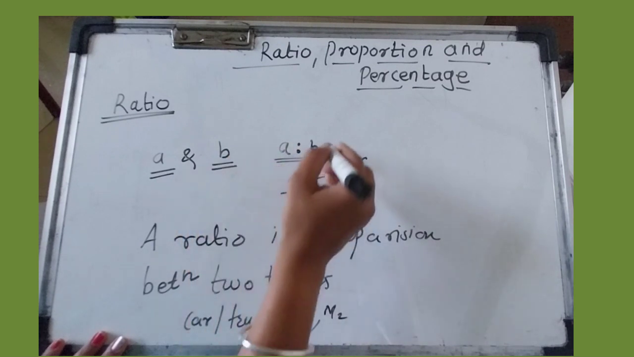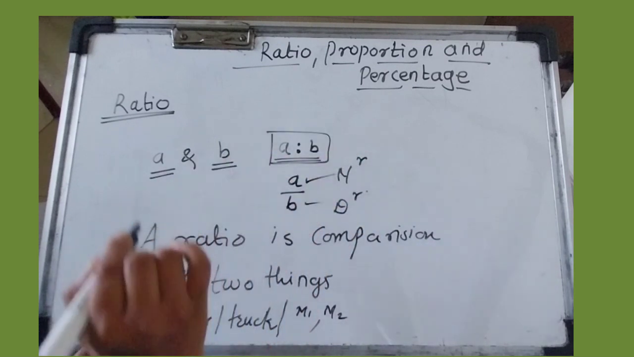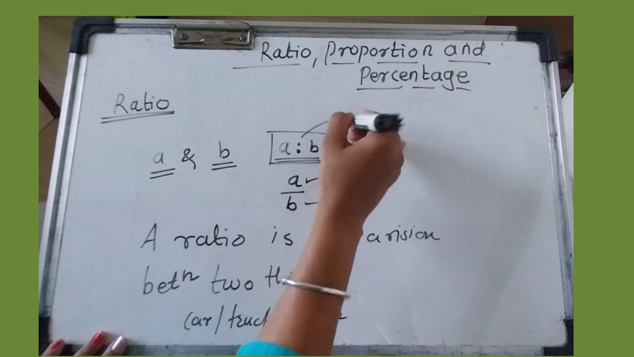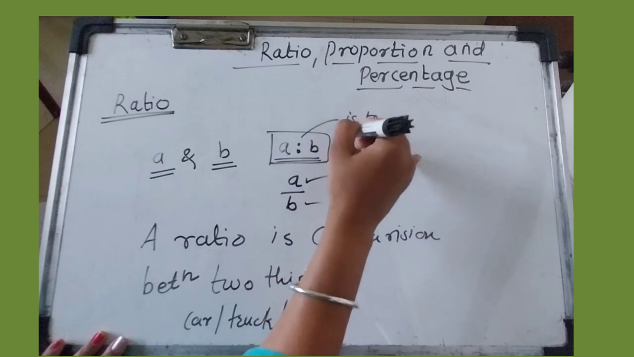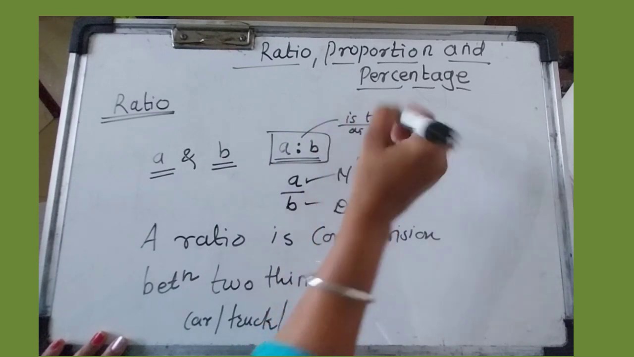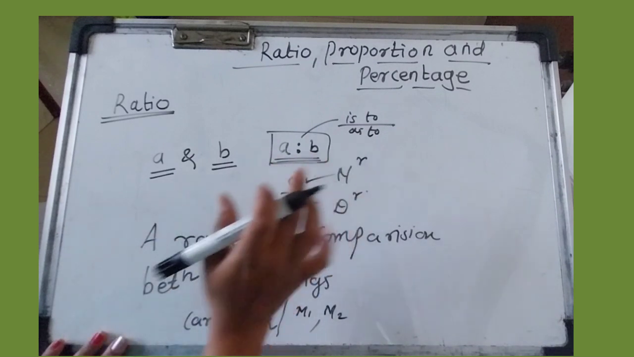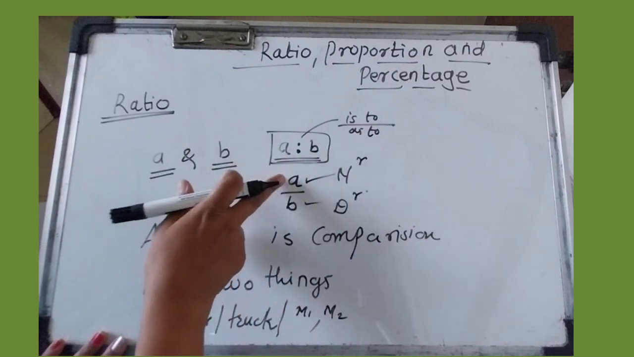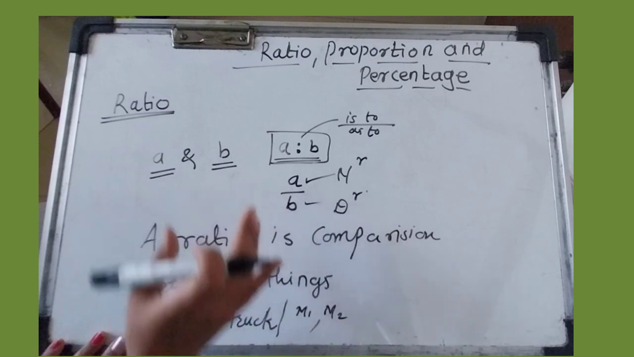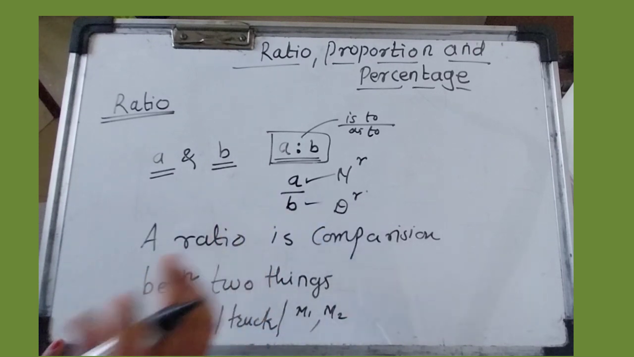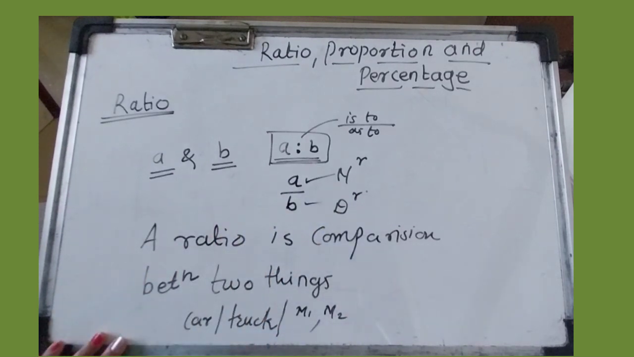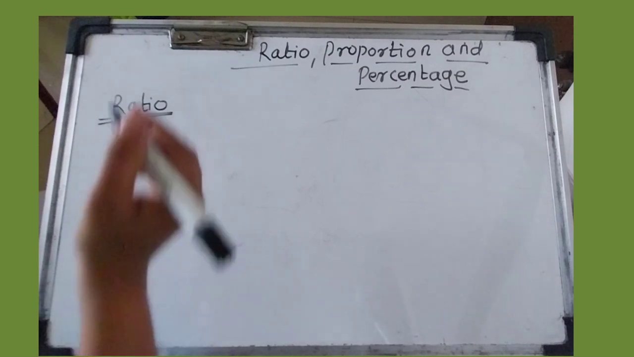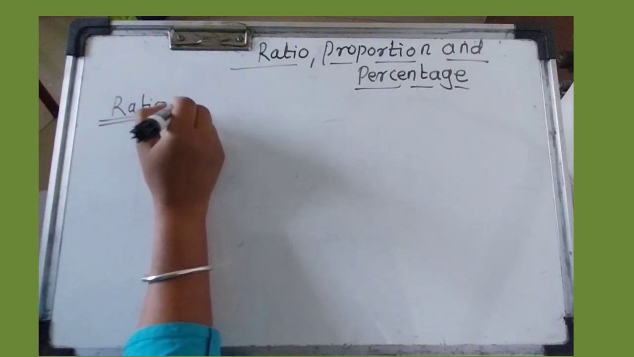Ratio is denoted by this symbol. A is to B. We can say "is to" or "as to", generally we say "is to". Okay, A is to B. So how to write A is to B? A upon B. So it is a comparison between two things. Clear?